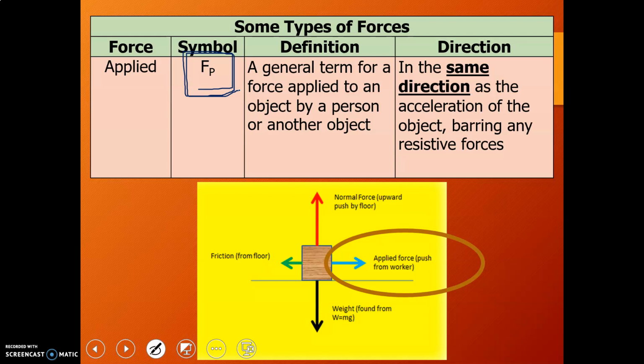It's a general term for a force applied to an object by a person or by another object. And the direction of this arrow is the same direction as the acceleration of the object, barring any resistant forces. So if the object's moving to the right, the applied force is going to the right. If an object's accelerating to the right, the applied force is going to the right. So the direction of the acceleration of the object matches the direction of this applied force arrow.